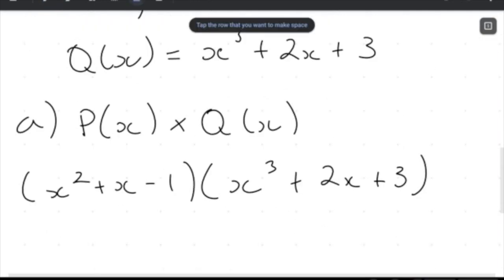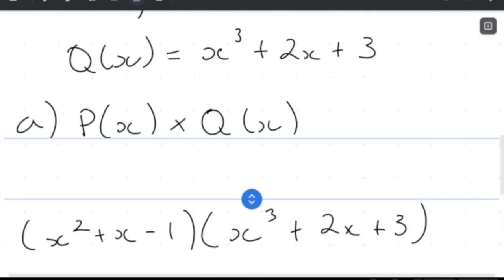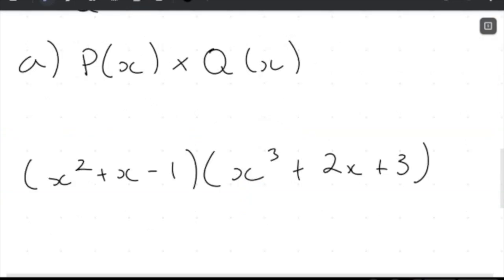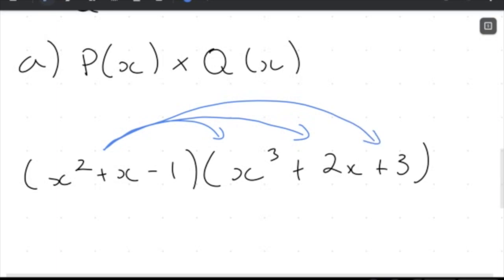So now I have this. I'm going to give myself a tiny bit of room just so I can draw the arrows. This may look a little bit messy, but remember all of my terms in this bracket have got to interact with every term in this bracket. So I'm going to draw my arrows along, just so I remember to multiply each one through. First my x squared is going to multiply with x cubed, then it's going to multiply by 2x, then it's going to multiply by 3. So my first term here has interacted with each of these.